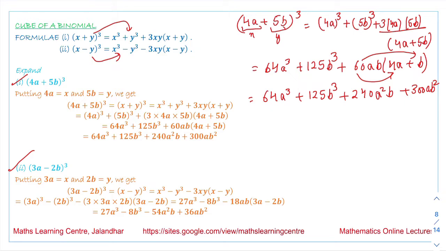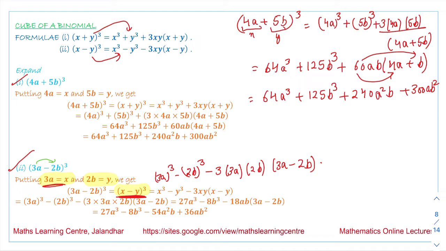Similarly, in the next part, it is (3a - 2b) whole cube. The value of x is 3a, the value of y is 2b, and we are substituting in the formula (x - y) cube. So the answer you will get is (3a) cube minus (2b) cube minus 3 into 3a into 2b into (3a - 2b). One thing you have to keep in mind is we are directly using the formula (x - y) cube. So we are taking x equal to 3a and y equal to 2b.